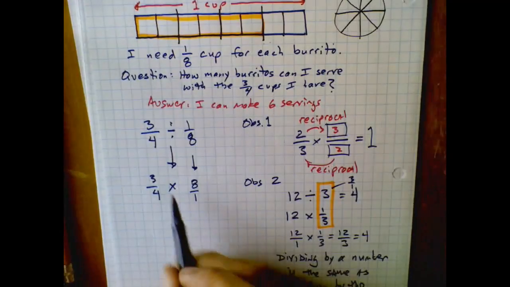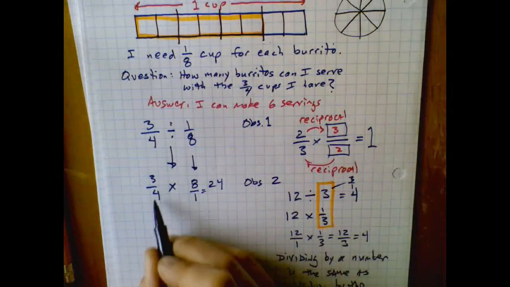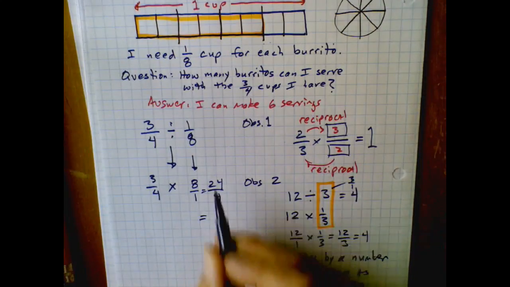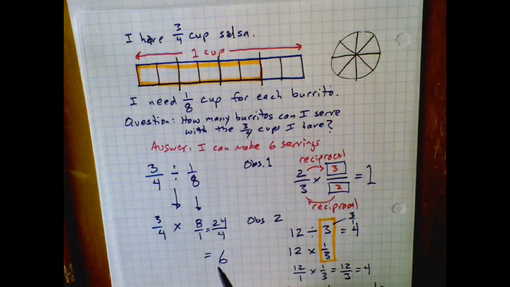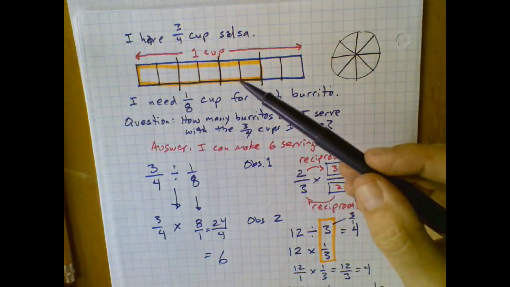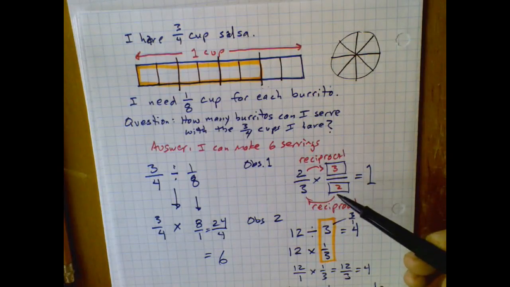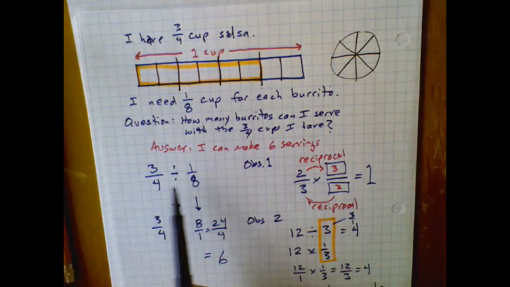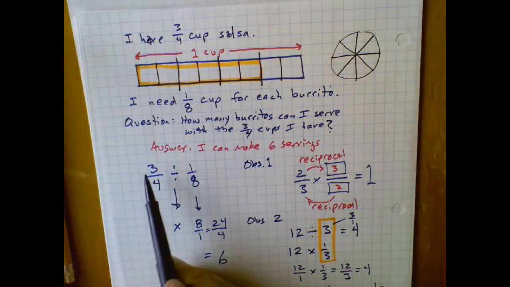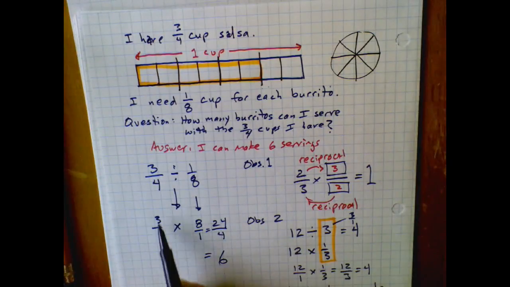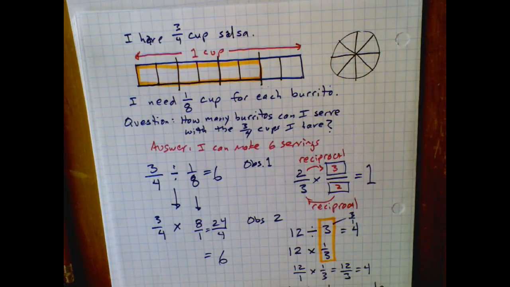So now let's do this. 3 times 8 is 24. 4 times 1 is 4. And what is 24 over 4? Well, lo and behold, it's 6, which is exactly what we got when we did it visually. So, using the reciprocal, we can change any division problem into a multiplication problem to get our answer. So, 3/4 divided by 1/8 is equal to 3/4 times 8 over 1 equals 6. Now it's your turn.